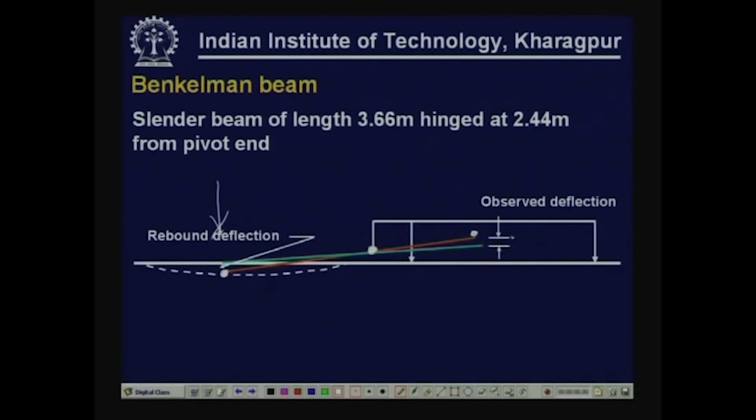So, this deflection can be observed, this portion of the beam can be observed using a dial gauge, and when this load is removed, the pavement surface rebounds, and this would be the position of the beam corresponding to the rebounded portion of the pavement surface. So, the end point will come down. This position will be recorded using the dial gauge. The observed difference gives us an indication of the rebound deflection of the pavement.